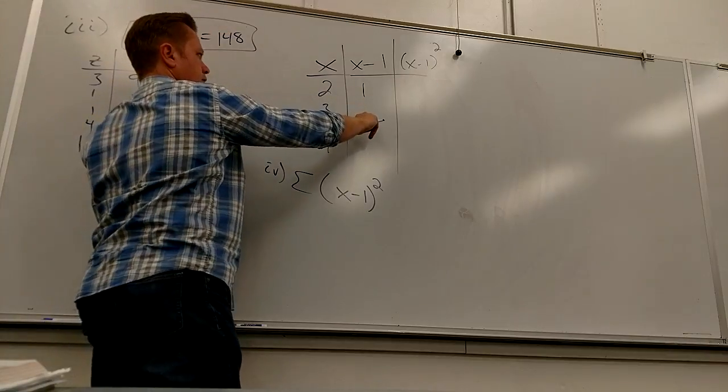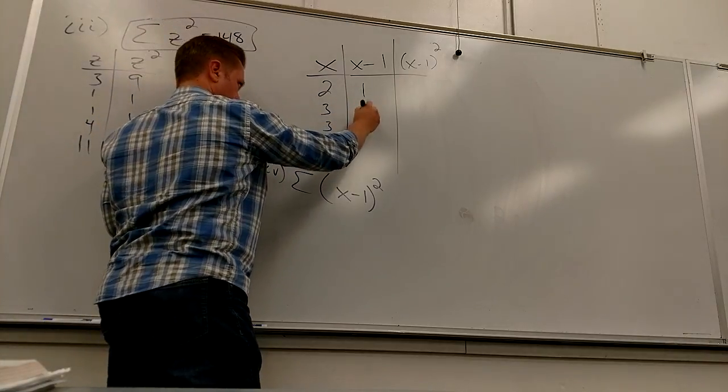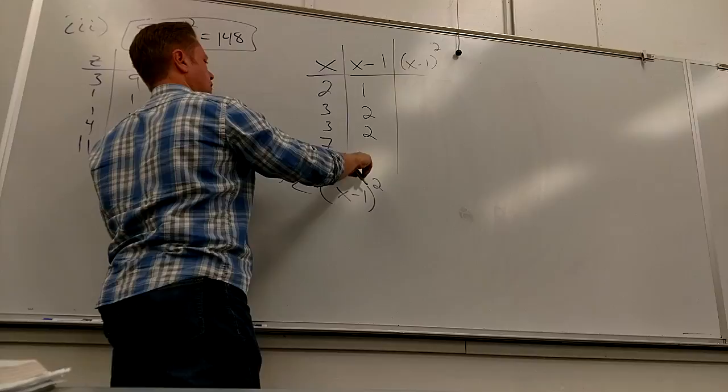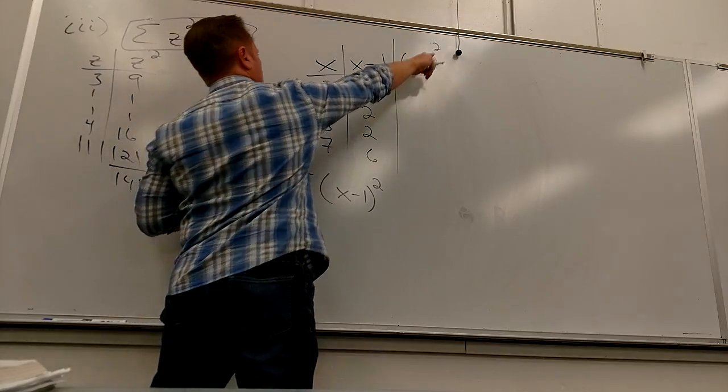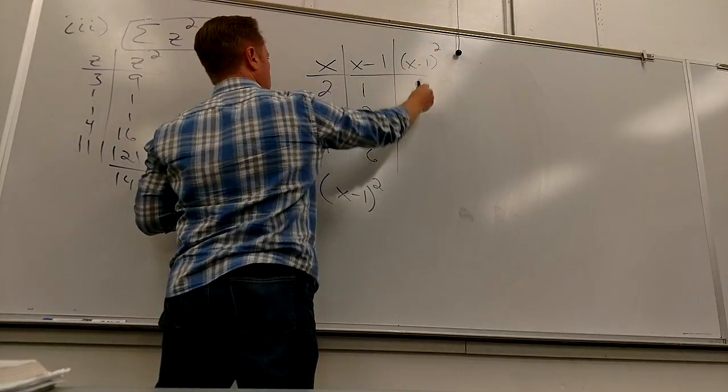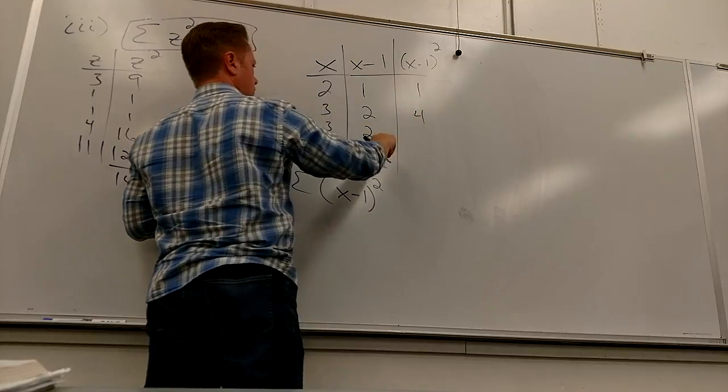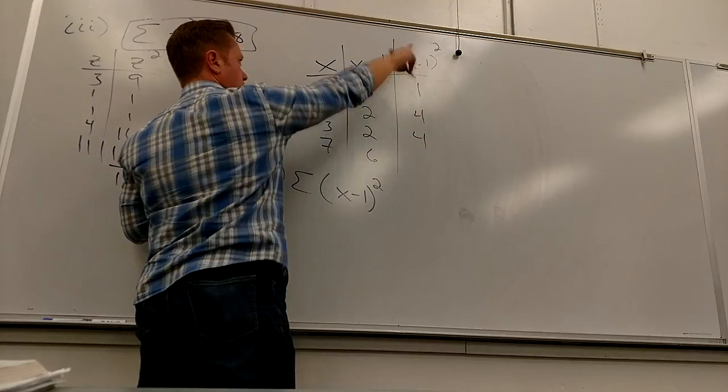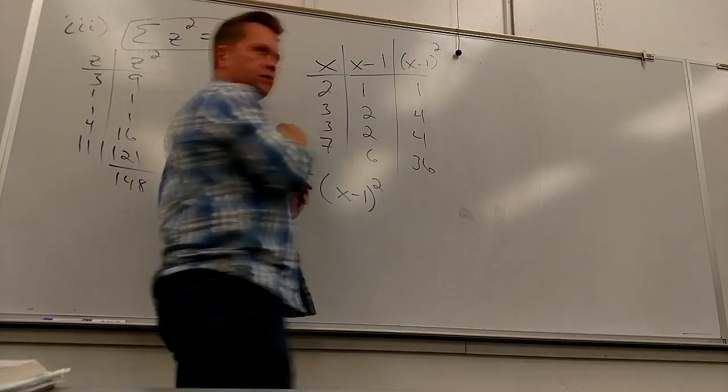So what goes here? 3. 2. 2. 6. Now what goes here? 1. Yes, 1 squared is 1. 4. 4. 4. 36. 36. All right, let me stop there for a second, you guys.